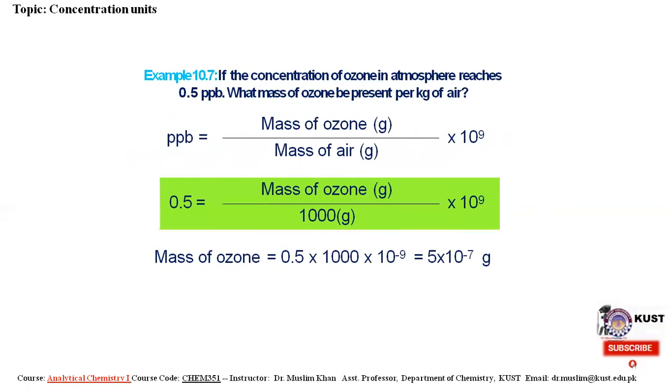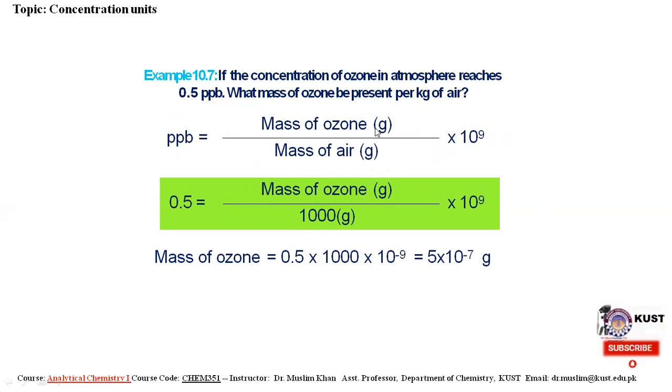So coming to the example, for example, if the concentration of ozone in atmosphere reaches 0.5 ppb, what mass of ozone will be present per kg of air?